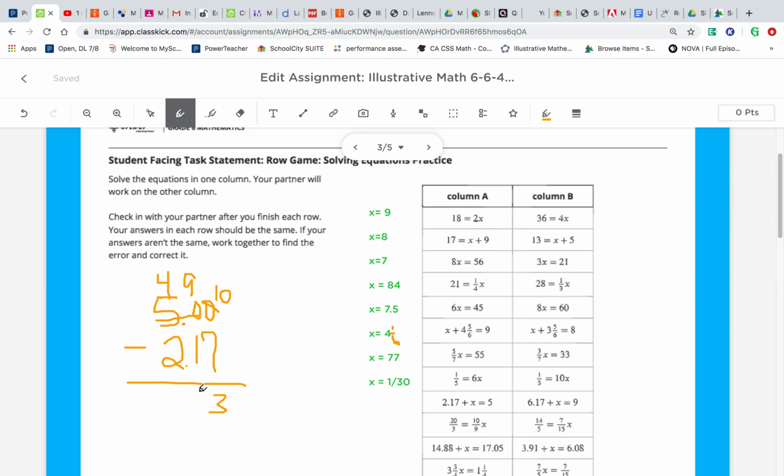9 take away 1 is 8. Bring our decimal point down. It's a little bit easier to read. And then 4 take away 2 is 2. So 2.83, or 2 and 83/100ths, is what we're going to get here. It's going to work the same way here. This would be 9 take away 6.17. And again, you get 2.83.